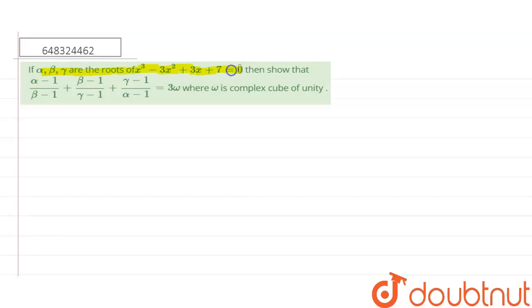Dear students, if alpha, beta, gamma are the roots of x cube minus 3x square plus 3x plus 7 equal to 0, then show that (alpha minus 1)/(beta minus 1) plus (beta minus 1)/(gamma minus 1) plus (gamma minus 1)/(alpha minus 1) equal to 3 omega, where omega is complex cube of unity. So here it is given that alpha, beta, gamma are the roots of the given equation.